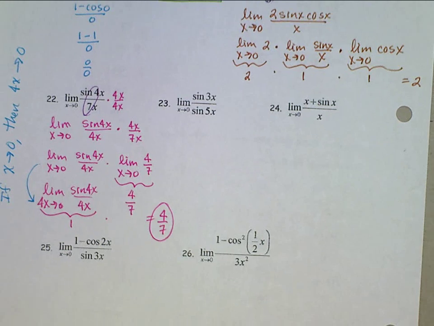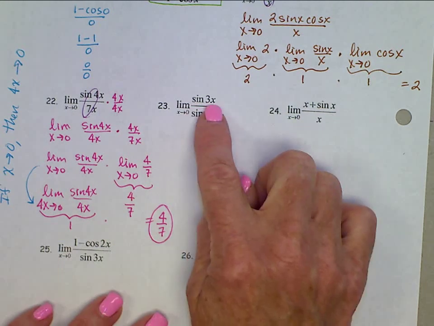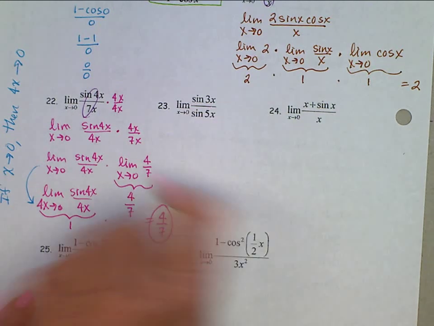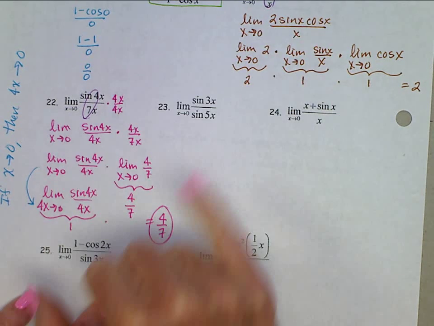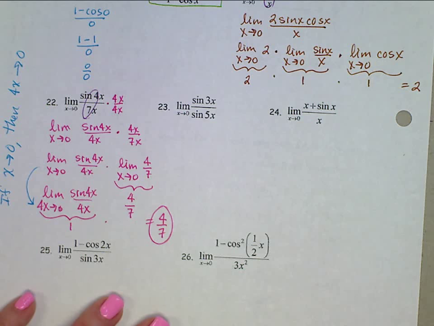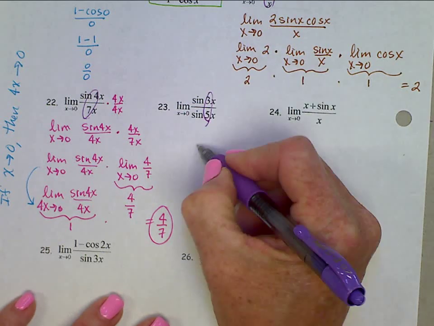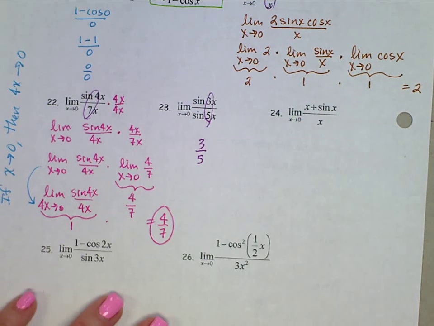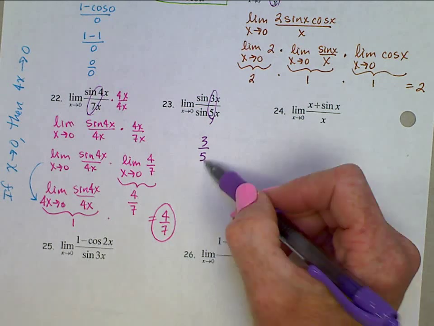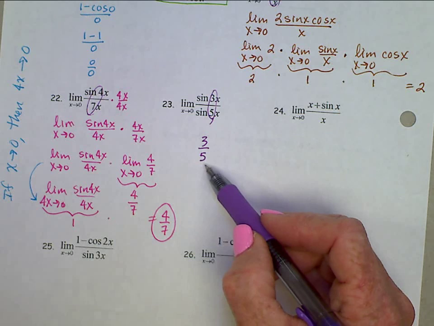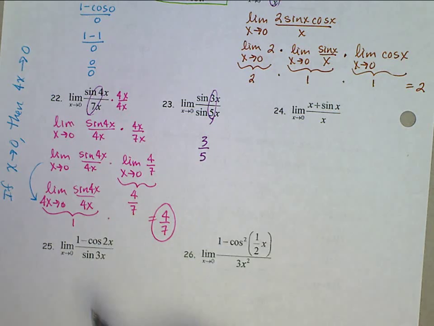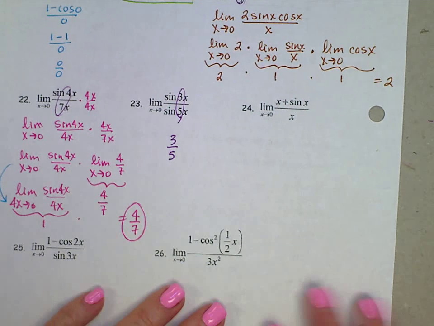It also works here if we have sine 3x over sine 5x. It doesn't have to be a sine and a plain old x; it could be a combination of sines. This limit is just that fraction of coefficients, 3/5. If you would like to see the algebra on that, please ask your teacher, and he or she will be very happy to show you the algebra to prove why that's 3/5. But for our purposes today, moving on.